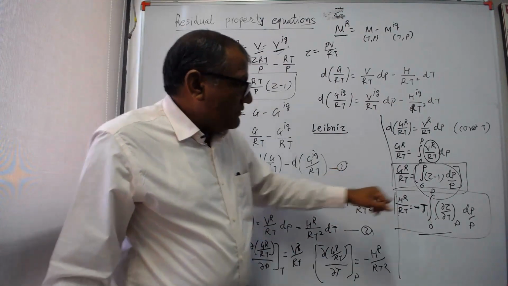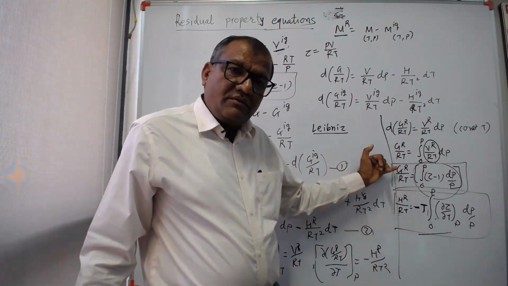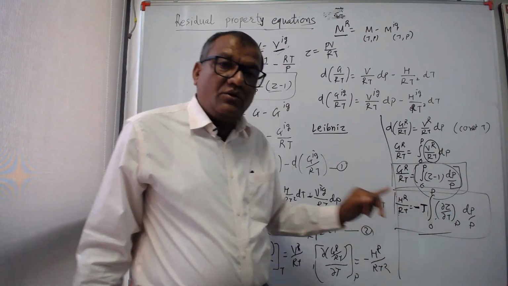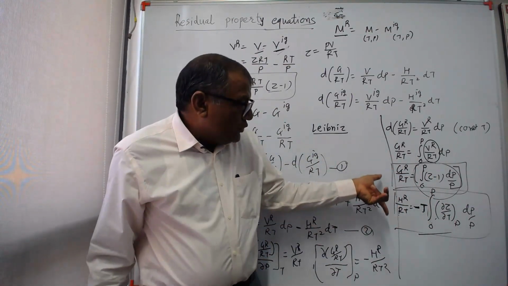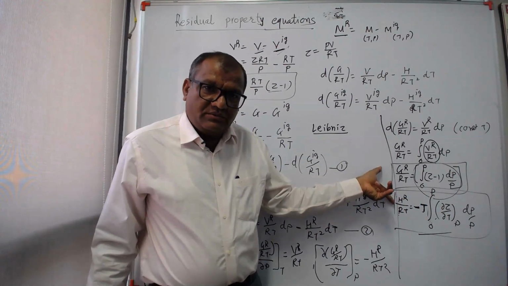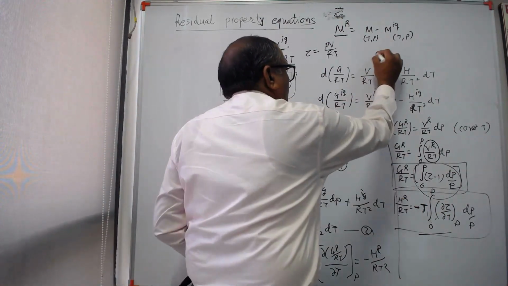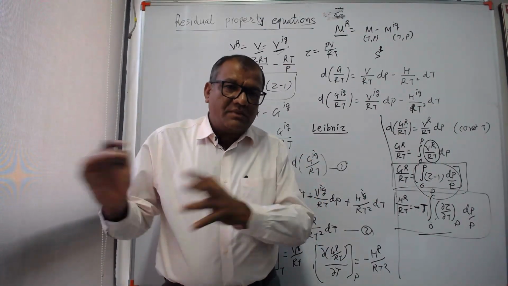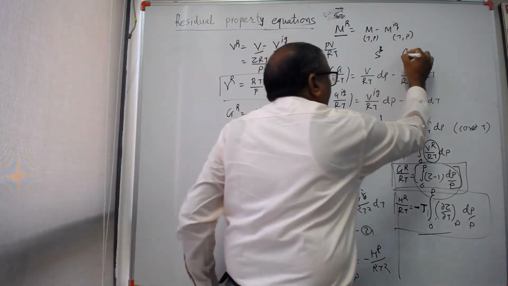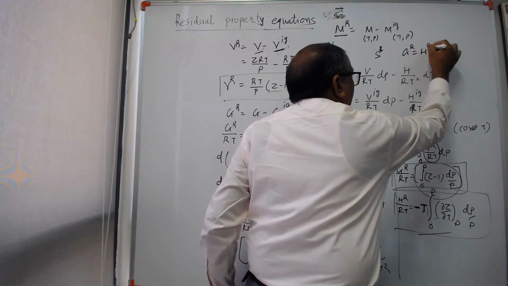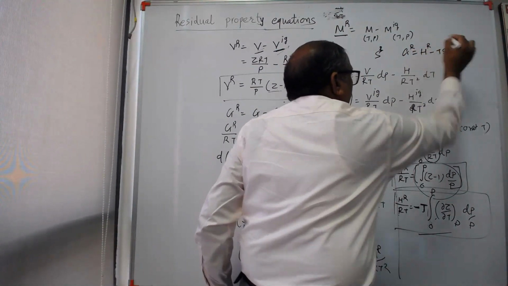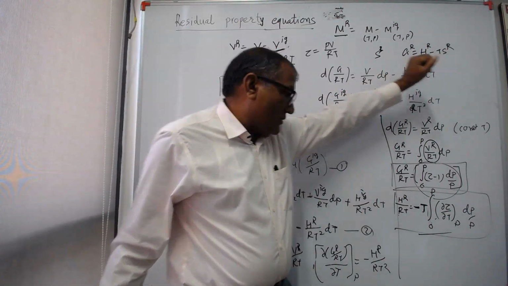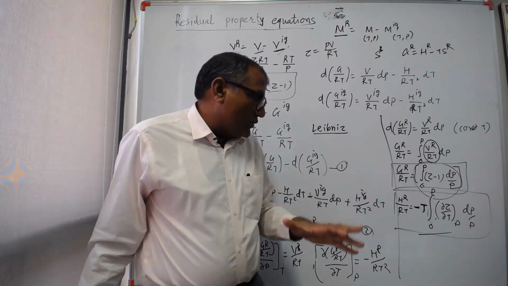It means if you know the value of Z, then you can calculate the value of GR. If you know the value of Z, then you can calculate the value of HR. If you know the values of these two, G and H, then you can also calculate the value of SR, because G equals H minus TS. So I can write the same equation this way also. If you know these two values, then we can calculate SR, the residual entropy.